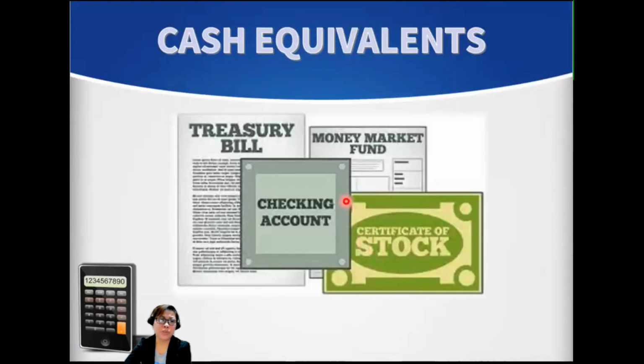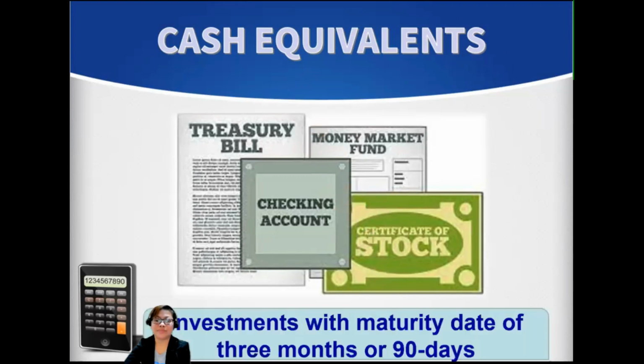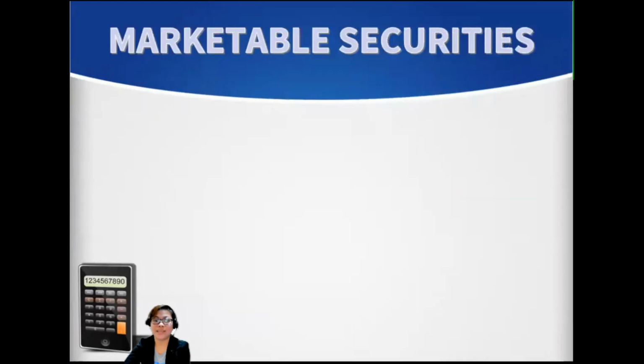Then we have cash equivalents. Cash equivalents are short-term, highly liquid investments that are readily convertible to cash. So these are investments with a maturity date of 3 months or less, like a 90-day treasury bill or commercial paper. Again, for cash equivalents, the maturity date should be 3 months or less. Okay, so 90 days or lesser. Consider it as a current asset.